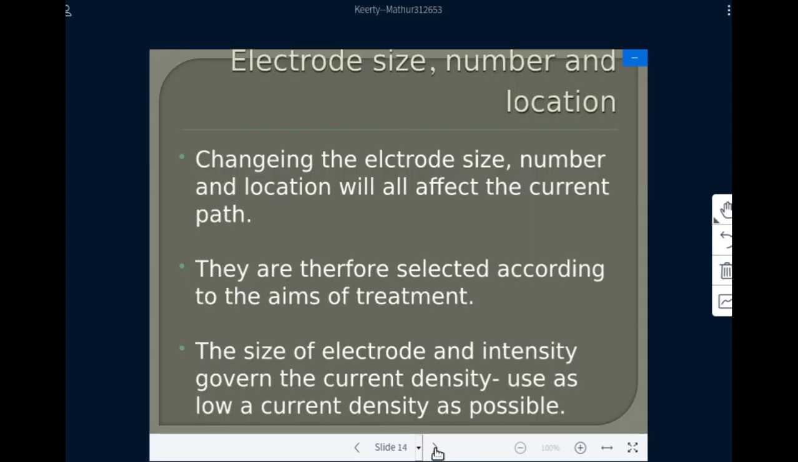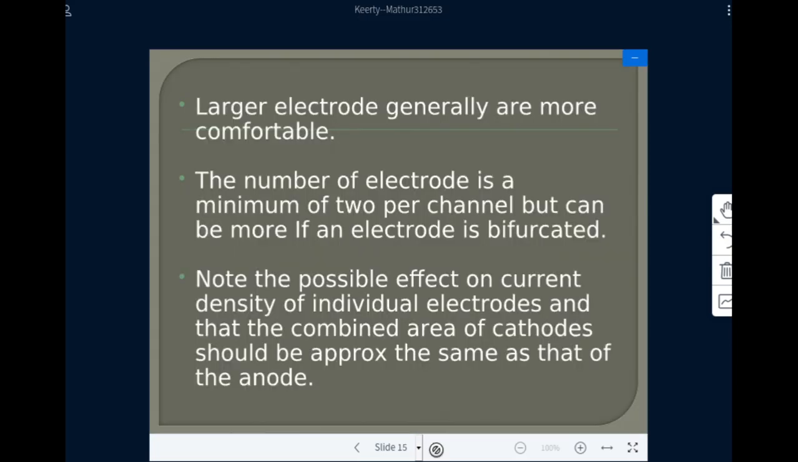Then electrode size, number, and location, and how this affects the treatment. Changing the electrode size, number, and location will all affect the current path. They are therefore selected according to the aims of treatment. The size of the electrode and intensity govern the current density. Use as low a current density as possible. Larger electrodes generally are more comfortable because they have less current density, and the number of electrodes is a minimum of 2 per channel, but can be more if an electrode is bifurcated. Note the possible effect on current density of individual electrodes, and that the combined area of the cathode should be approximately the same as that of the anode.